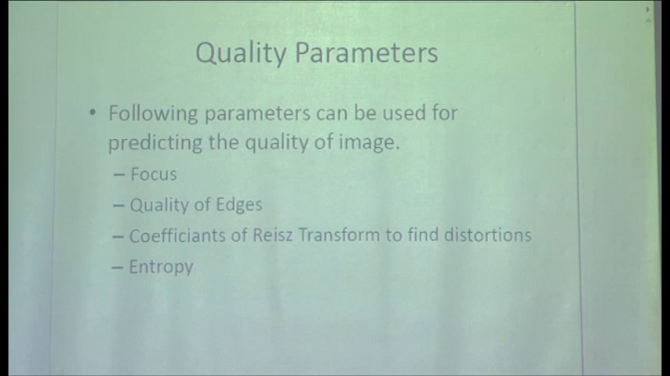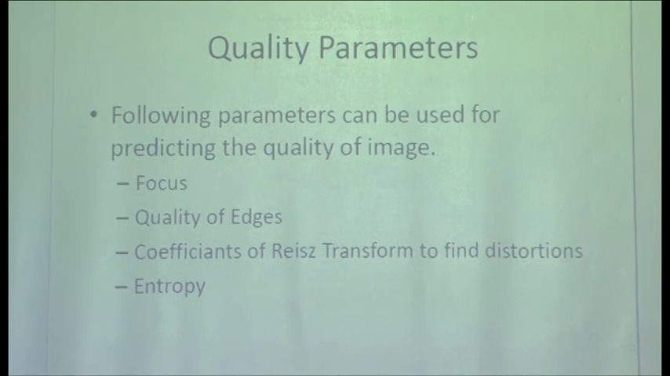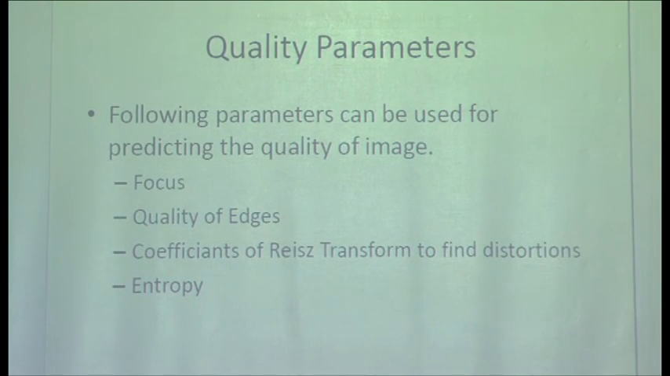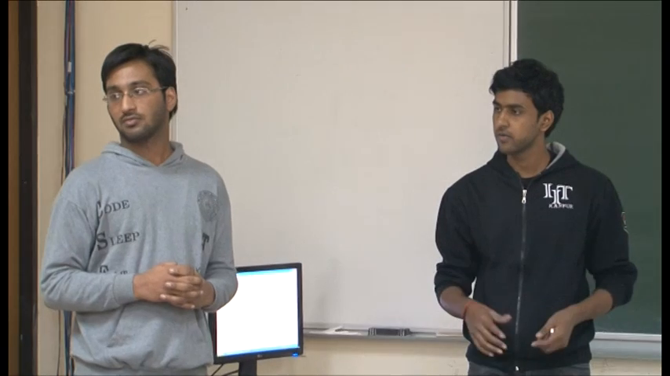We have basically these 4 qualities: focus, quality of edges, coefficient of distance one, and the last one is entropy. These 4 parameters. For the coefficient we are using the transform, the bit code, so we are using that quality as an indicator to predict the quality of the code. Entropy means what? Basically we first apply the LPP on the whole image, then we calculate the entropy. The greater the entropy, the greater the randomness, so we can extract different types of features.